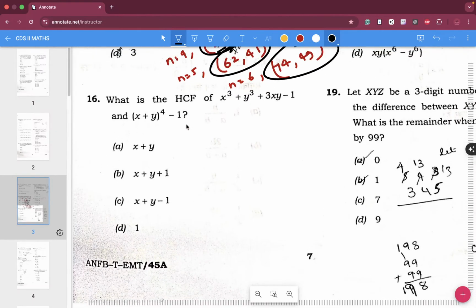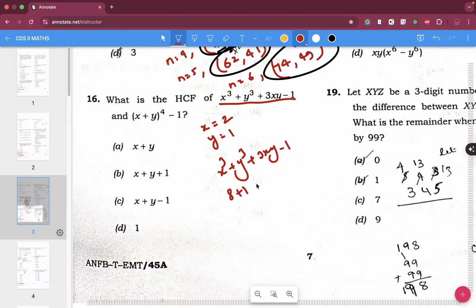Now they are asking what is the HCF of this and this. Can I assume over here x is equal to 2, and y is equal to 1? So this particular value, x cube plus y cube plus 3xy minus 1: x cube, which means 2 cube, which is 8, plus 1 plus 3 into 2 into 1 minus 1. So 8 plus 6 is 14. This particular value I have reduced to a constant, 14.